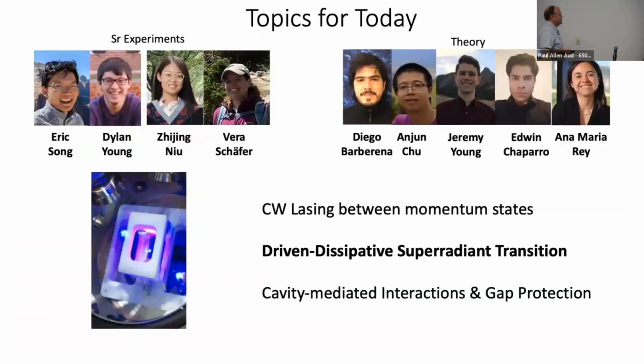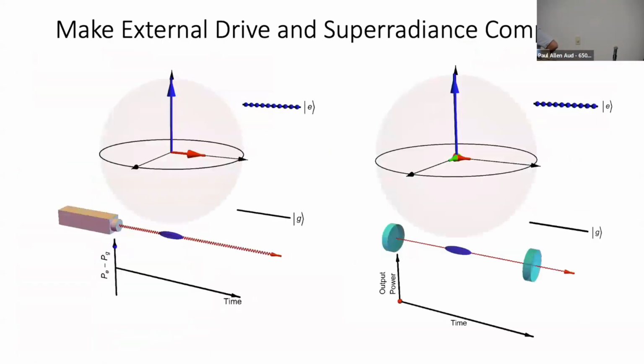With that, I'm going to move to the next topic, which is the observation of a driven dissipative superradiant transition. I told you some trivial stuff about superradiance at the beginning. Why did I do that? Well, this topic is really about making these two pictures compete against each other. What if we have an external drive and superradiance at the same time? Can we make them fight each other? And what happens when we do?